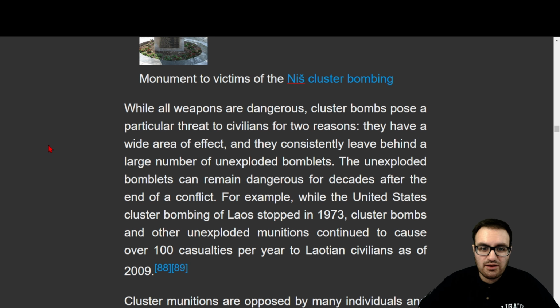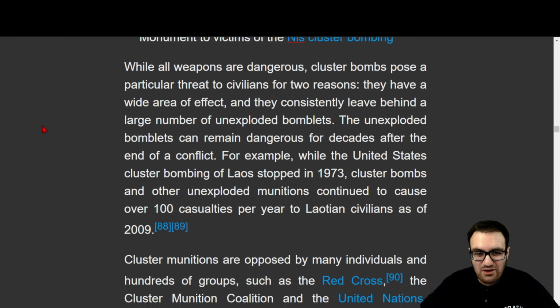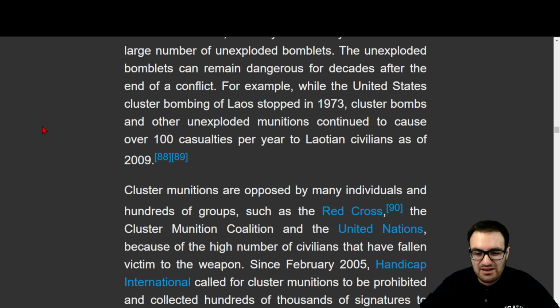So again, what I was talking about, you don't do this on your own territory, and if you've lost territory, you don't do it on territory you expect to recover. And so the fact that Ukraine is even thinking about using these cluster munitions means that the territory they're using it on is territory they don't expect to get back anytime soon because they would have to be picking up the bomblets, disarming the bomblets, etc., etc. Like, United States didn't care about using it on Laos. Over 100 casualties per year to Laotian civilians as of 2009. So still in 2009, 100 casualties per year happening in Laos from the Vietnam War that happened many decades ago.